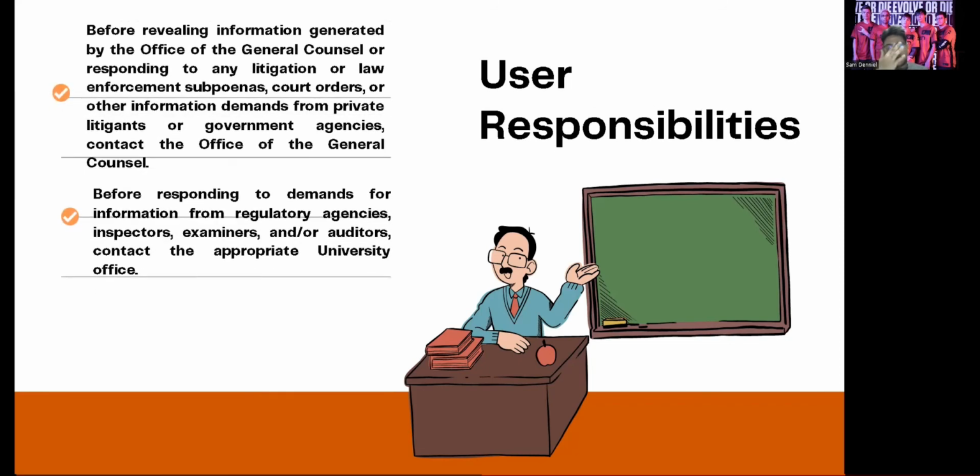Last slide: before revealing information generated by the Office of General Counsel, responding to any litigation or enforcement subpoenas, court orders, or other information demands from private litigations or government agencies, contact the Office of General Counsel. Last, before responding to demands for information from regulatory agencies, inspectors, examiners, and/or auditors, contact the appropriate university office.